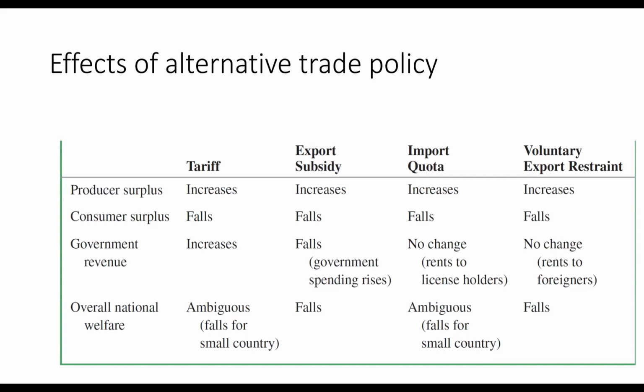The overall national welfare is ambiguous under tariffs. Under an export subsidy, the overall national welfare will fall. Again, under an import quota, it is ambiguous. And under a voluntary export restraint, it will fall. So these are some of the effects of alternative trade policies.